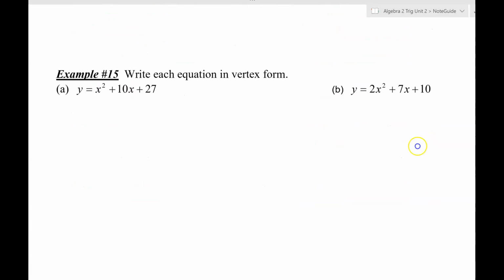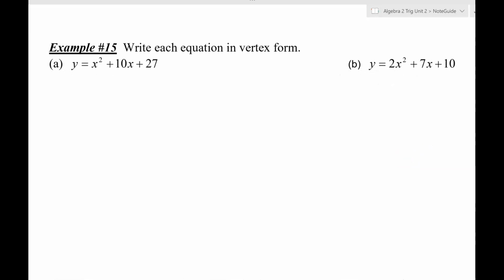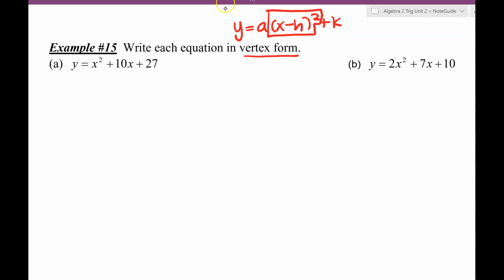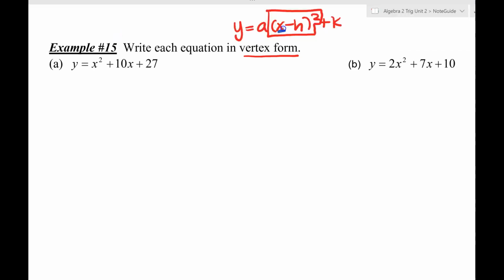All right, the last example that we're going to look at is example 15, where we are going to focus on rewriting the equations in vertex form. So remember, our vertex form looks like this. Notice the perfect square. And that should be familiar to you because we had to use square roots when solving those for our x-intercepts. So here we're not actually solving. We're not going to get an x equals, but we do want to take everything that contains x and somehow fit it into a perfect square.